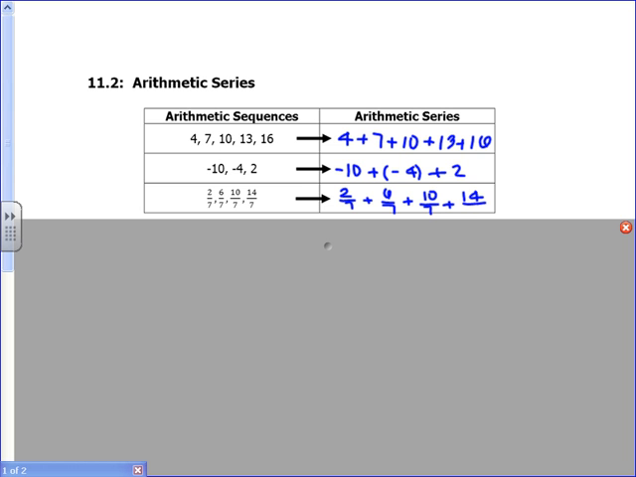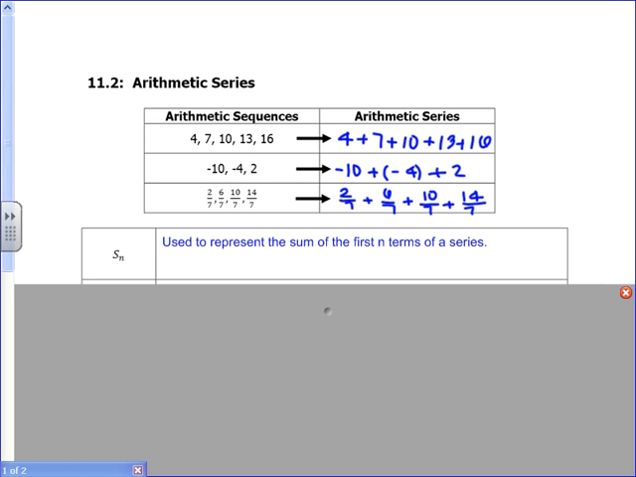Okay, so now that we know the difference between a sequence and a series, let's talk about how you can find the sum of these. So it says S sub n, you say it, S sub n. It's used to represent the sum of the first n terms of a series. And we're going to write down an example underneath here as well. So let's take a look at that first example that we had talked about up here. If we have 4 plus 7 plus 10 plus 13 plus 16, and now this is all we can see of the pattern, but it does keep going on and on, so I'm just going to stick a dot, dot, dot after it.